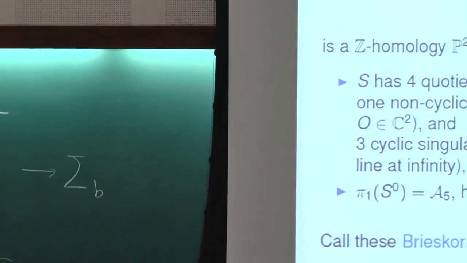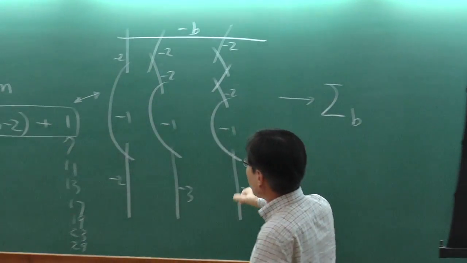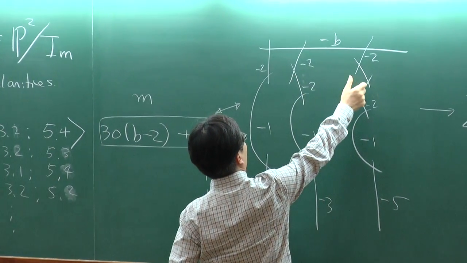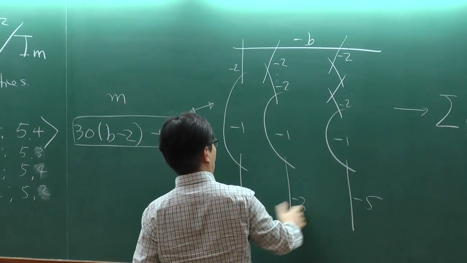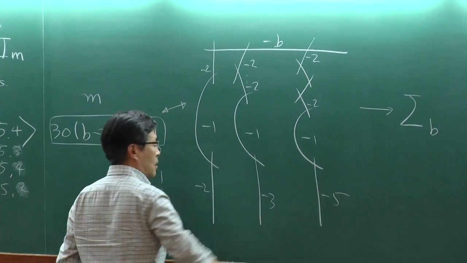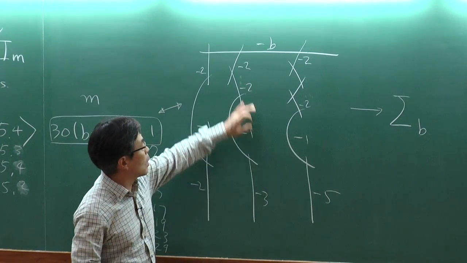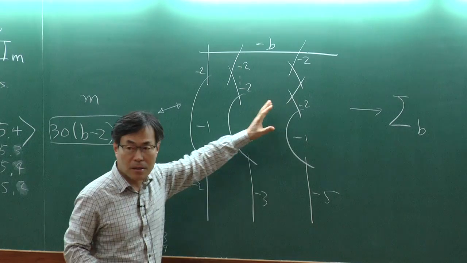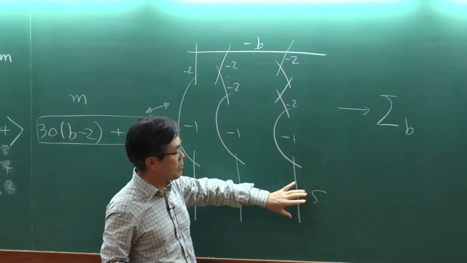So other cases can also be described. You have different twigs and different cyclic singularities, but these two are always kind of dual. This 5, 2, and then this 5, 3.